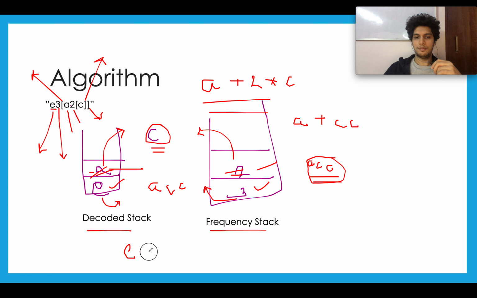E plus 3 times ACC. So the resultant string would be 3 times ACC. The resulting string will be E ACC, A again ACC, again ACC. So this is the result. Hope I made the logic clear, and let me just code it up quickly.